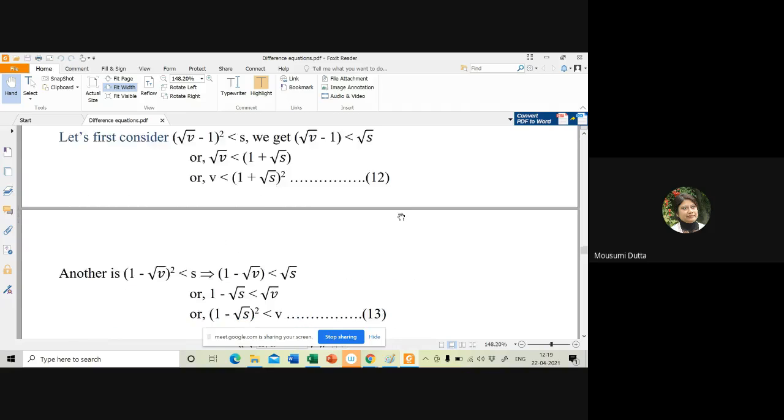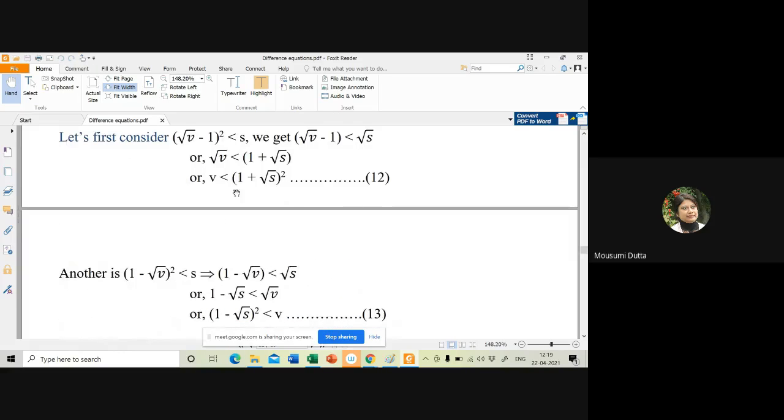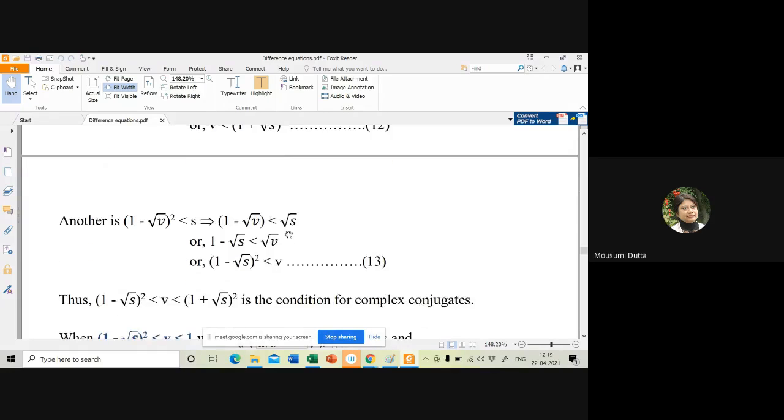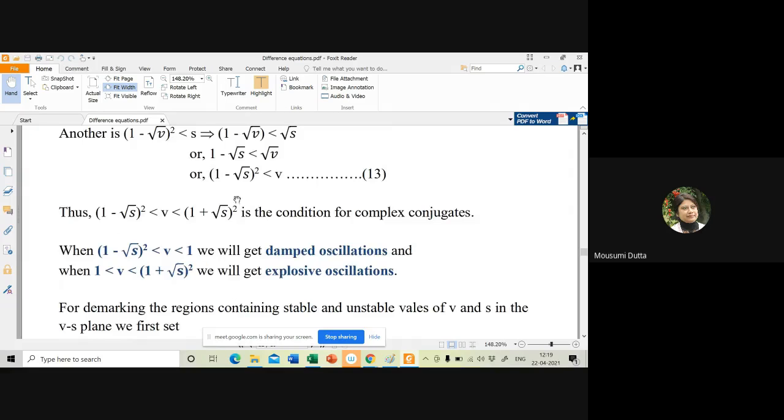So combining 12 and 13, if you look at 12, v is less than 1 plus root s whole square. And if you look at 13, v is greater than 1 minus root s whole square. So v is greater than 1 minus root s whole square, however it is less than 1 plus root s whole square. So please write down this. Combining 12 and 13, v should lie between 1 minus root s whole square and 1 plus root s whole square.